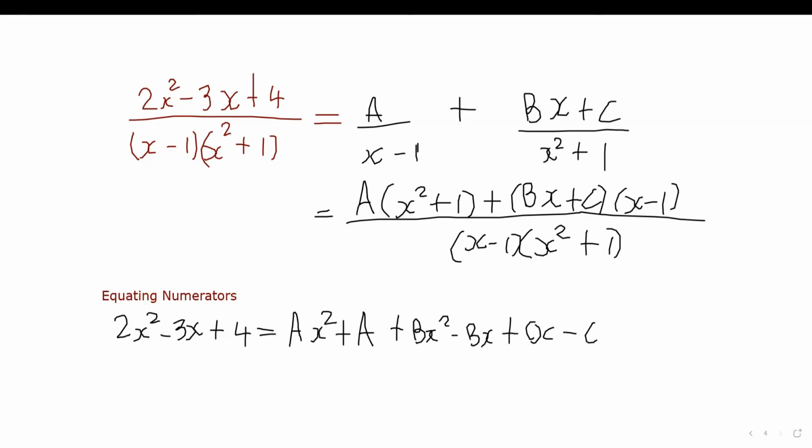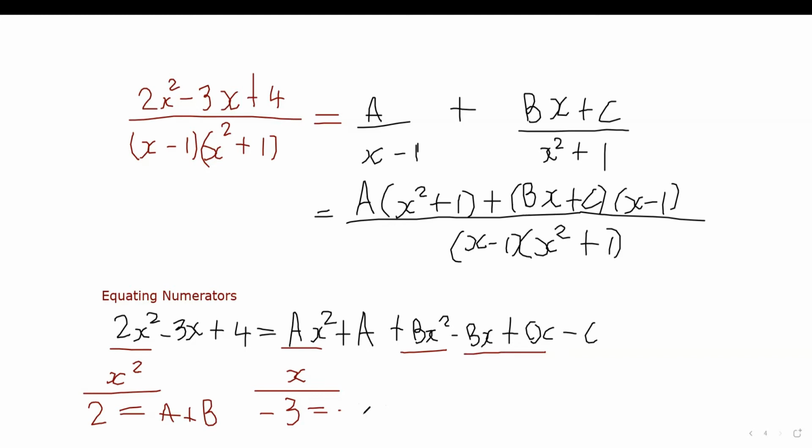All right, cool. So now we're just going to equate our like terms, with the 2x squared, Ax squared, and Bx squared. So for the x squared terms, we'll see that for 2x squared, we can ignore the x squared and just write 2 is equal to A plus B. That's equating our x squared terms. Then equating our x terms, we're going to get negative 3 is equal to minus Bx plus Cx, so negative 3 is minus B plus C. Then equating our constants, 4 is equal to A minus C, right? Agreed with that? Yes, sir.